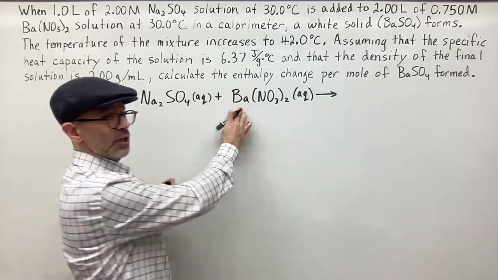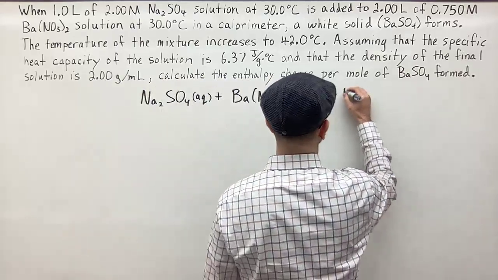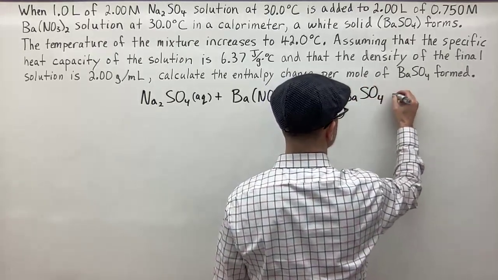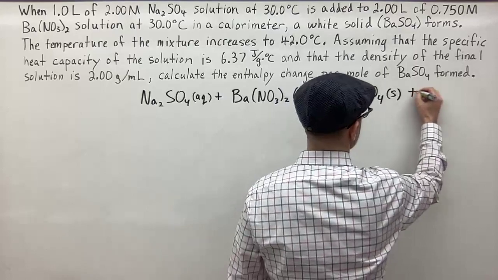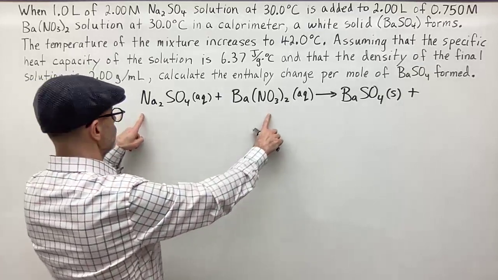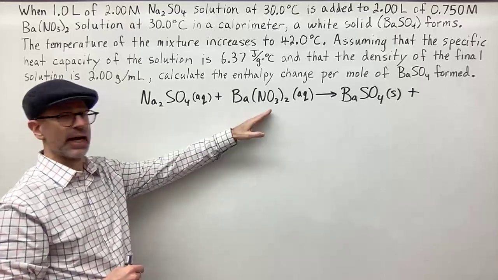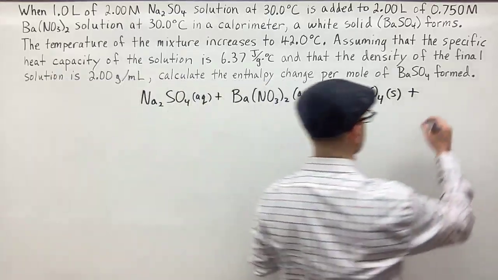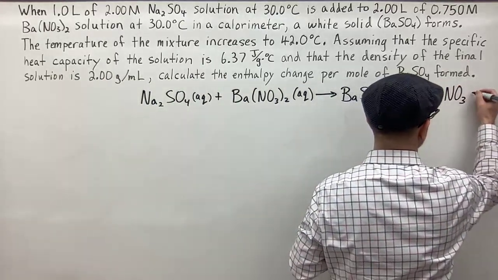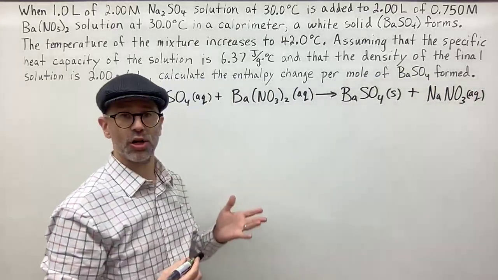Barium has a +2 charge. Sulfate has a -2 charge. So that's going to be BaSO4, solid. And then the other possible product is the two outside ions coming together. So sodium and nitrate. Sodium has a +1, nitrate has a -1. So that's going to be NaNO3, and that's going to be aqueous because nitrates are all soluble.